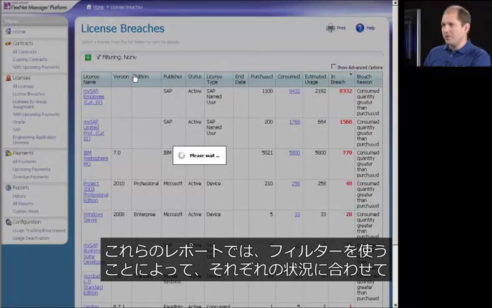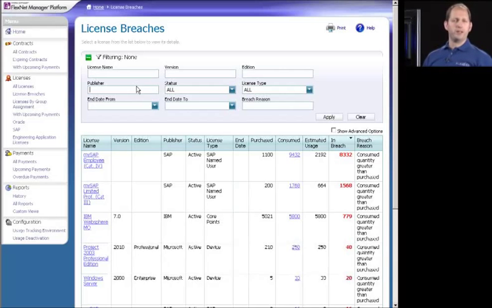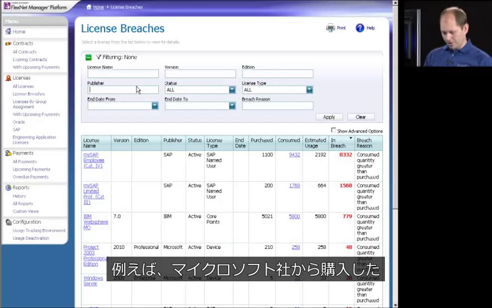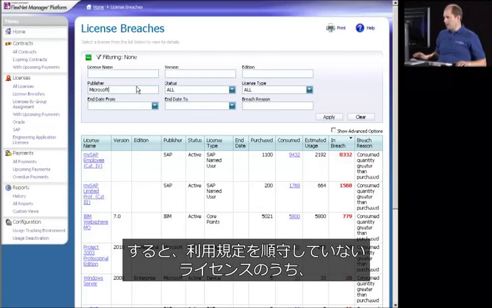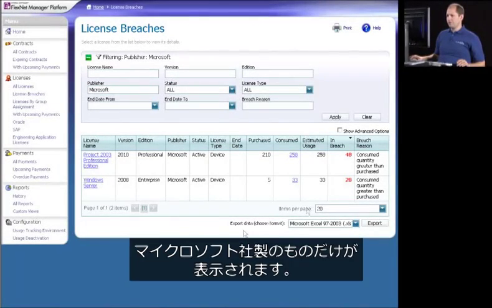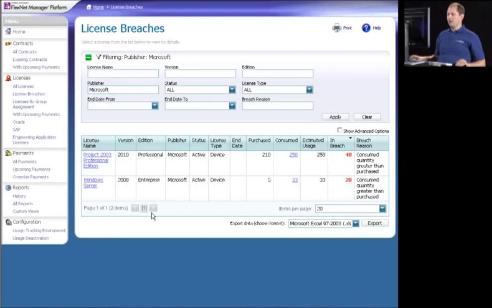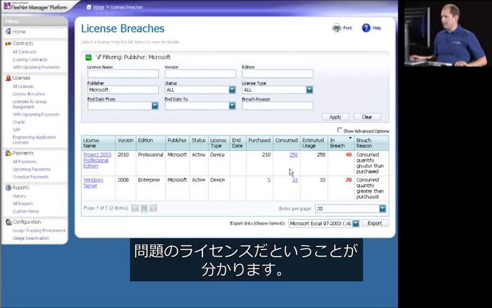So on these reports, we can then drive filters through to ensure that we're only looking at information that's pertinent to our current situation. So again, if we wanted to go back to our Microsoft situation, I can put the vendor name in here and ask for the filter, and it will show me just the Microsoft licenses that are in breach. So this is Project 2003 Professional and Windows Server, which is interestingly enough some of the data that we've got in the system.